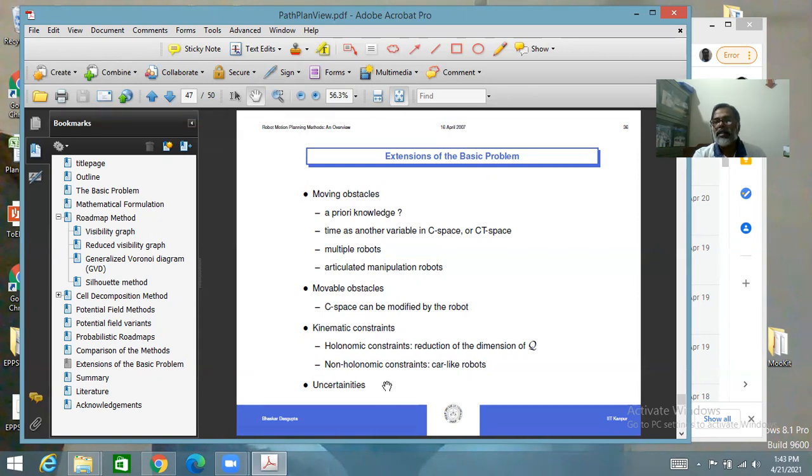Then there can be uncertainties. For example, the task of the planning may be rough.